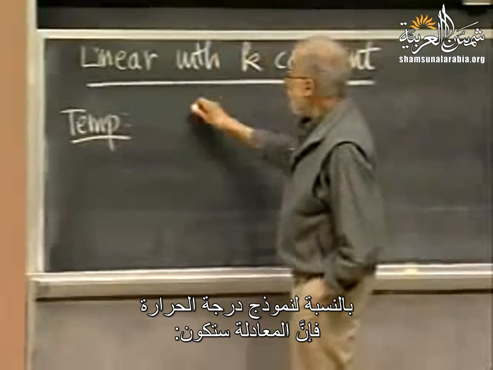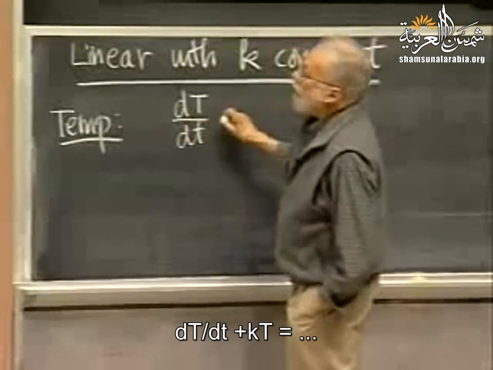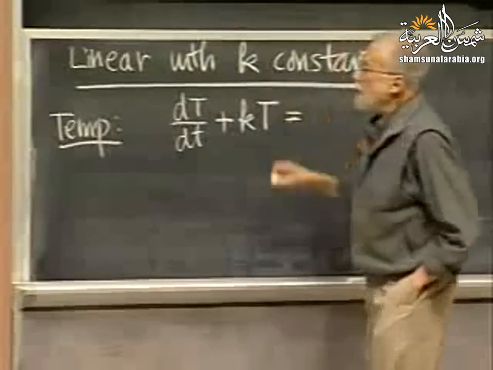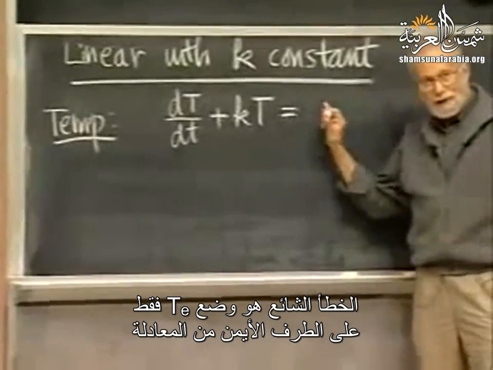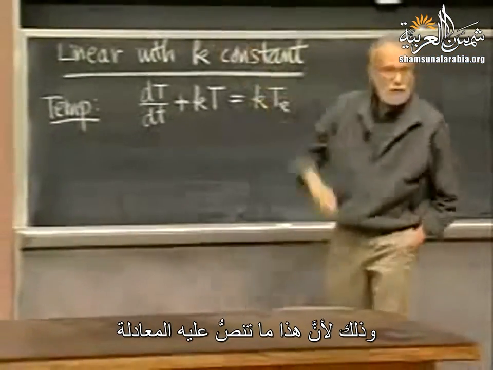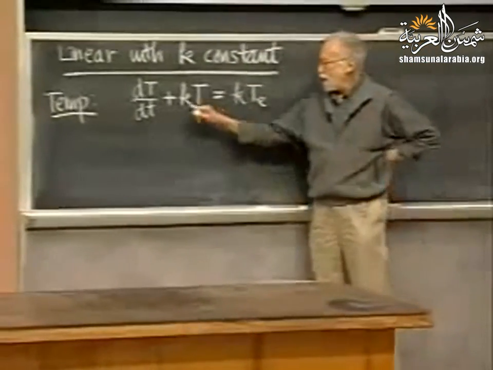The temperature model, the equation will be dT/dt plus kT is equal to, now notice on the right-hand side, this is a common error, you don't put Te, you have to put kTe, because that's what the equation says. If you think units, you won't have any trouble.